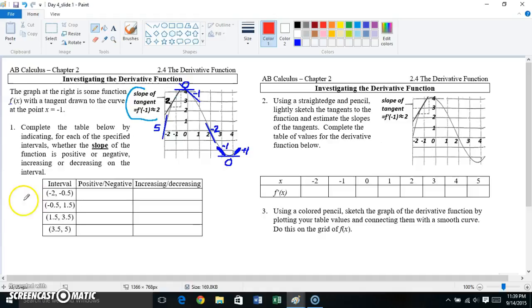All right, so this is interval notation, so we're talking about x on the interval from x equals -2 to -0.5. Here's our first interval. What are the slopes doing? Are they positive or negative? They are positive: 5, then 4, then 3, then 2, then a half, then we get to 0. So they are positive on this interval.